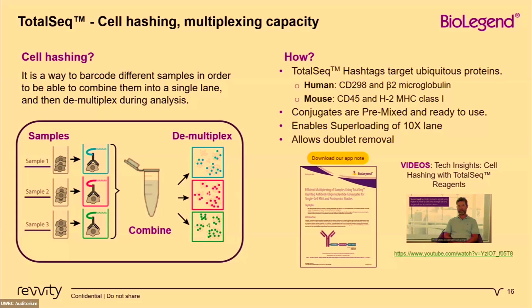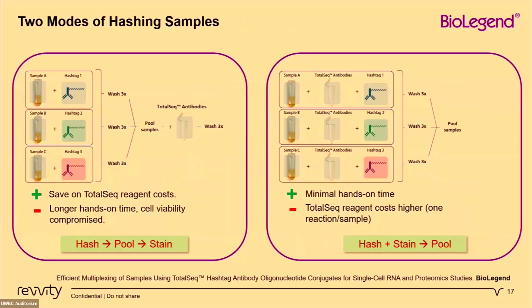Okay, so we have an application note on hashing and different ways you can go about hashing, and a video talking all about this on our website as well. Those are resources that you can access. I think you can just search BioLegend total-seq hashing, and it'll get you to those two things. In the app note, these two methods of hashing samples are described. More simply, you can hash, pool, and then stain, or hash, stain, and then pool.